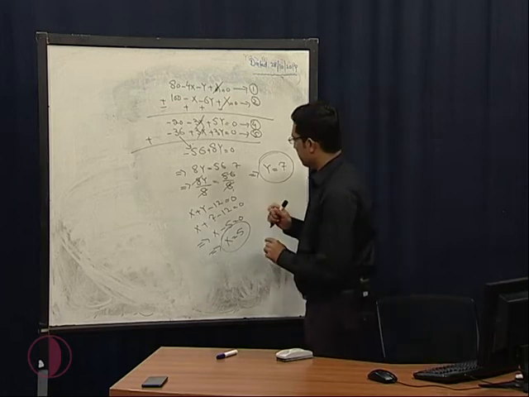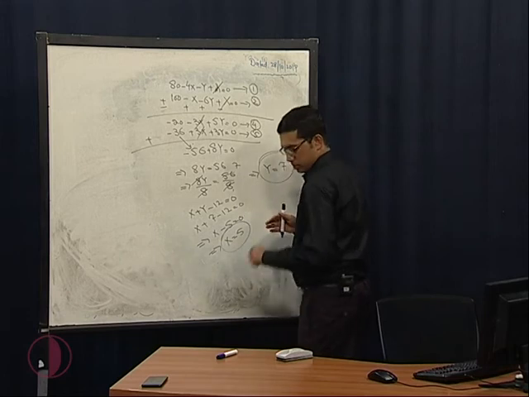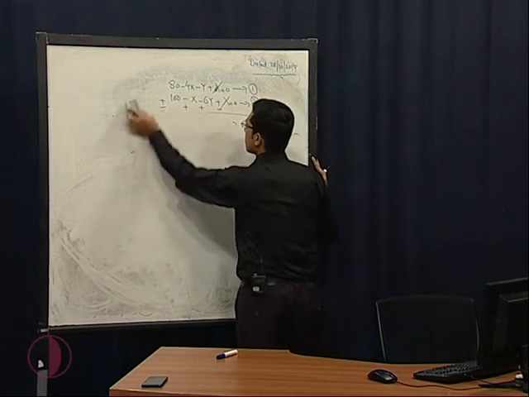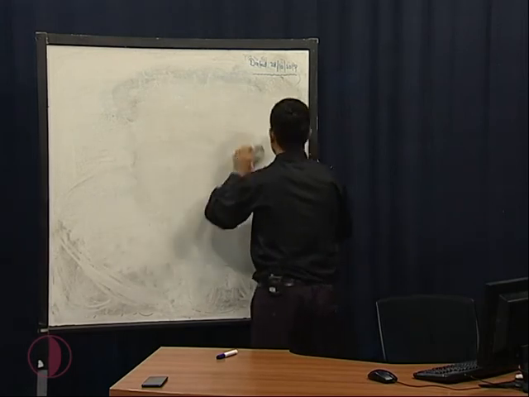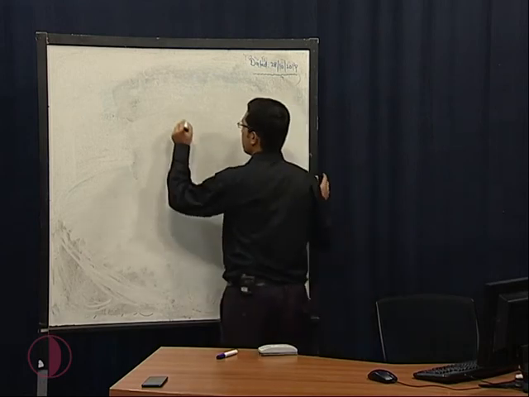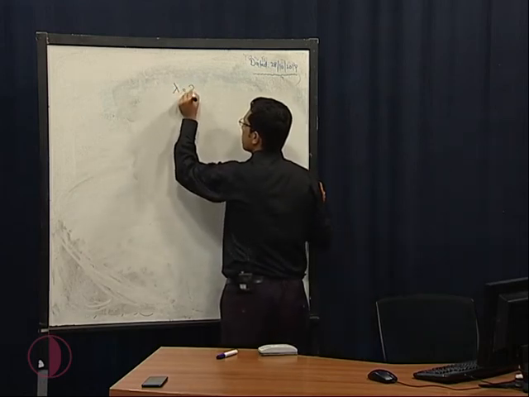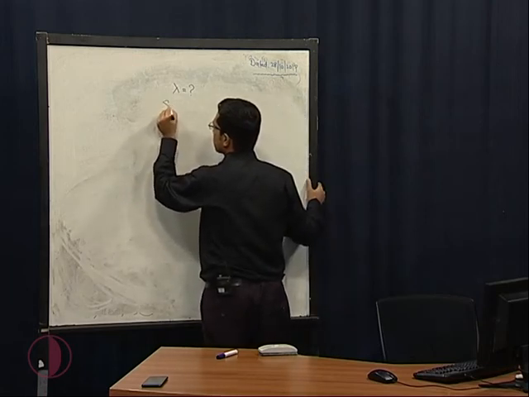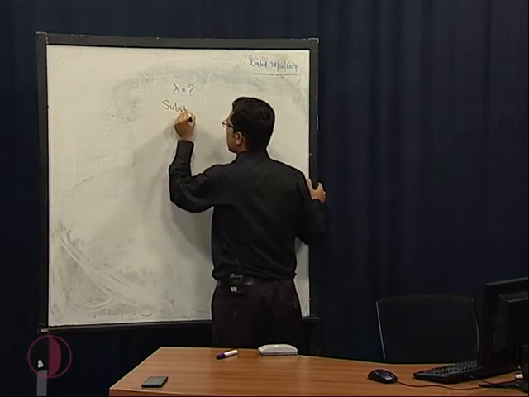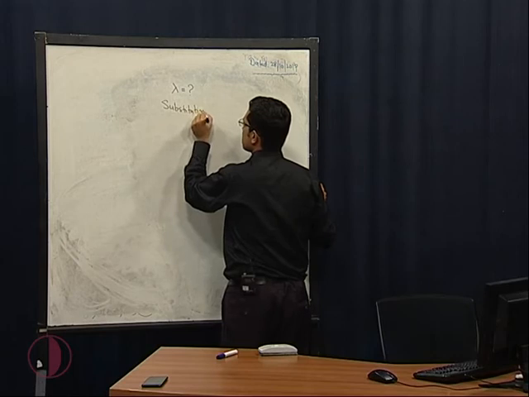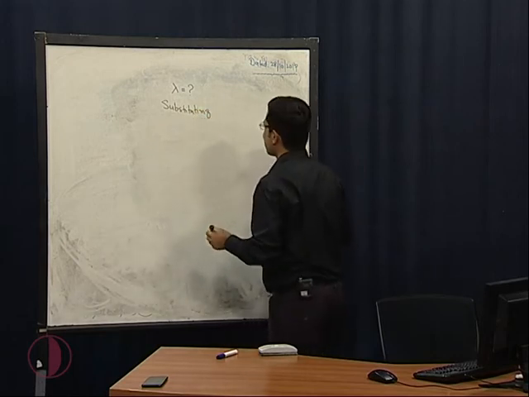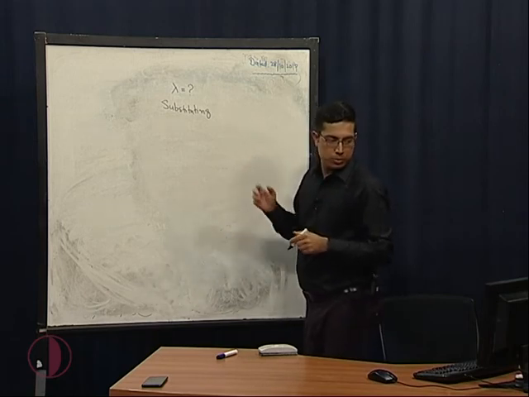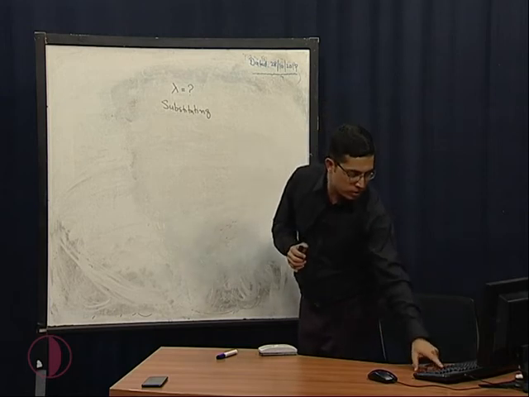So for lambda we will substitute. Now finally we have only a single unknown, which is lambda. So for lambda, substituting the values of x and y into equation 2. This was the equation 2.